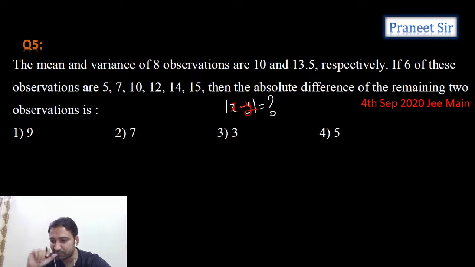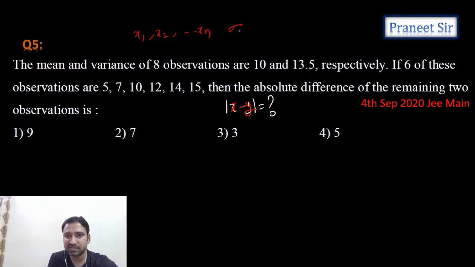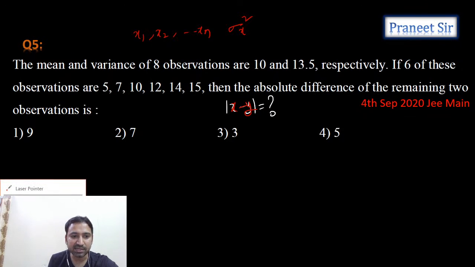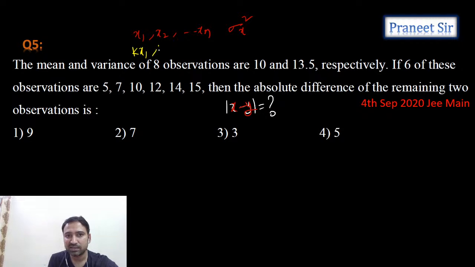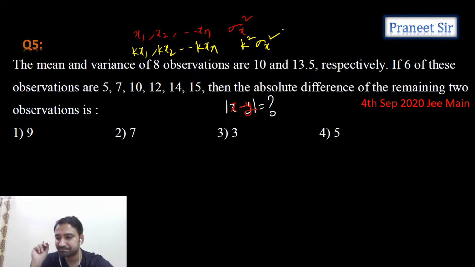Okay, if you multiply every observation, right. Suppose let's say x1, x2, so on up to xn. For this, sigma x square, let's say variance. Suppose if I multiply a constant, let's say if I multiplied kx1, kx2, so on up to kxn, in that case, variance is going to be k square into sigma x square. Clear now?